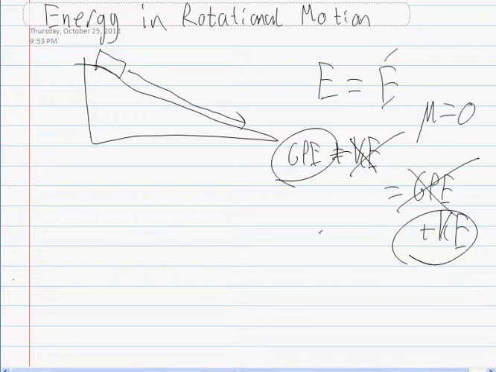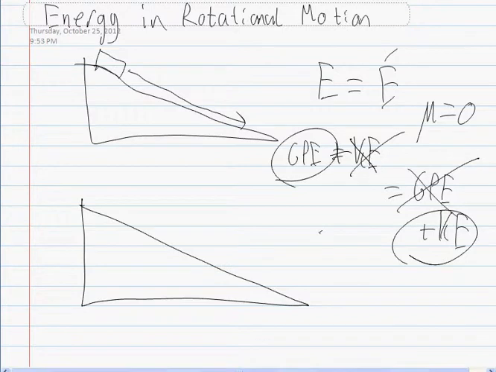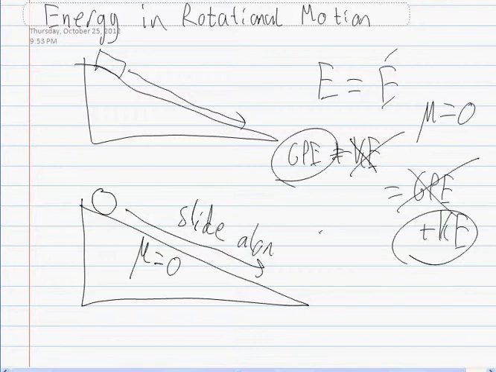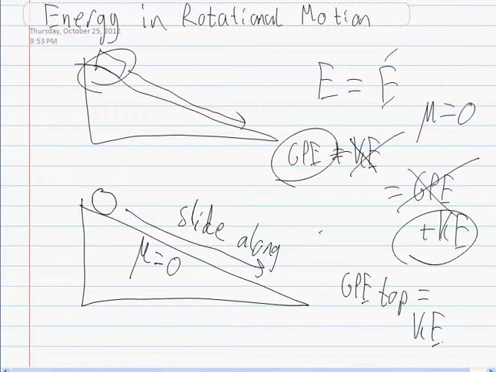But what happens if instead we have something, the same ramp supposedly, but we have something that rolls? Well, first, if there's no friction on here, will it roll? The answer is no. It will just slide along here. And in that case, it's exactly the same as the box example up here. The GPE at the top is going to equal the KE at the bottom if there's no friction.